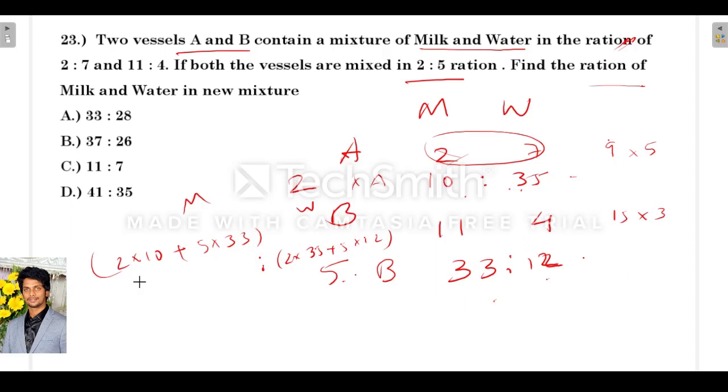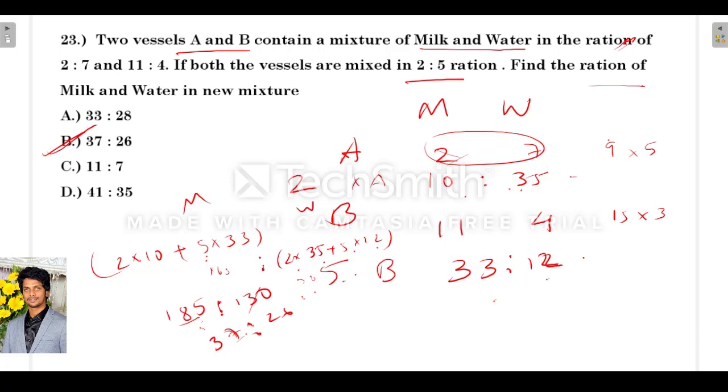So 2 into 10 is 20 plus 33 into 5 is 165. So this is 185 is to, here 2 into 35 is 70 plus 5 into 12 is 60, right? So this is 185 is to 130. Dividing by 5, 185 by 5 is 37 and 130 by 5 is 26. So the ratio is 37 by 26.